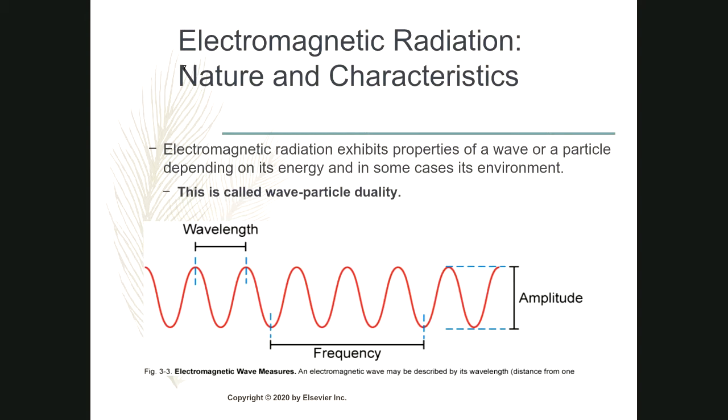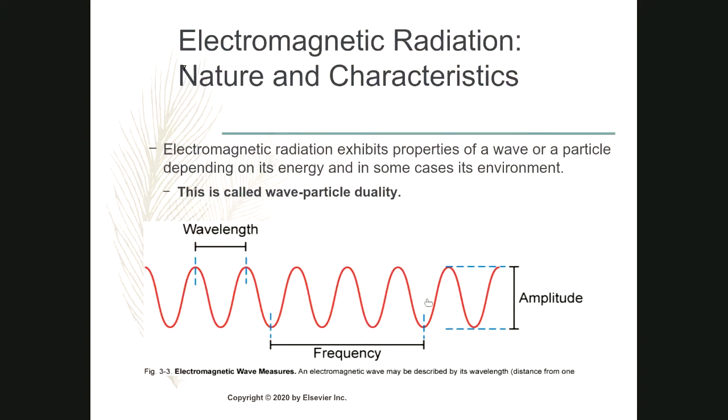When we look at electromagnetic radiation, it actually exhibits properties of both a wave and a particle. And it depends on its energy, and in some cases its actual environment. And this is called the wave-particle duality theory. And essentially what that says is there's two correct ways to describe electromagnetic radiation. Okay, if we talk about it based on its wave characteristics, then we tend to talk about the wavelength, the velocity, the amplitude, and the frequency.